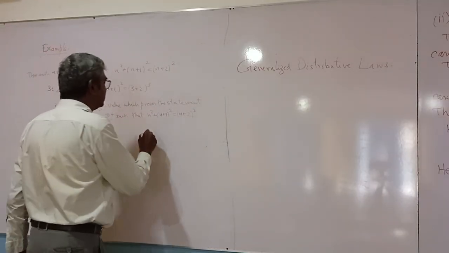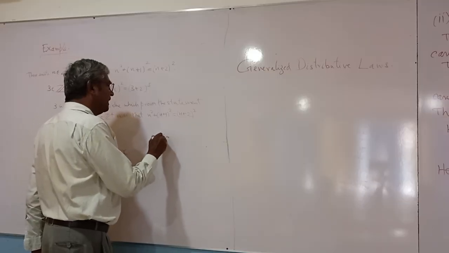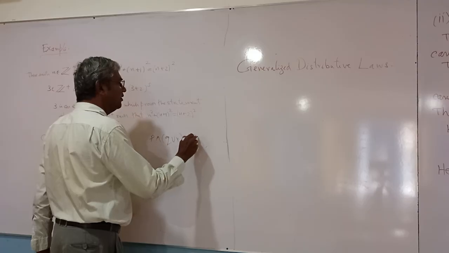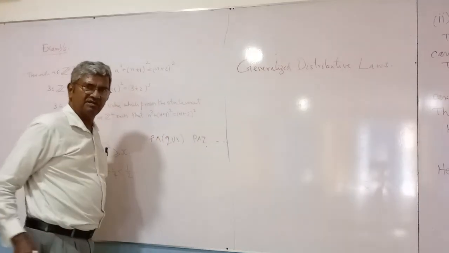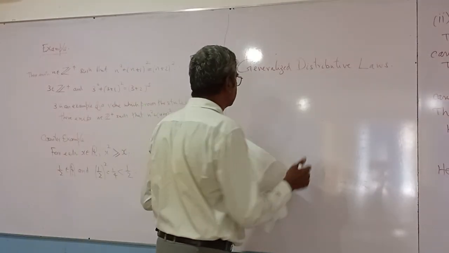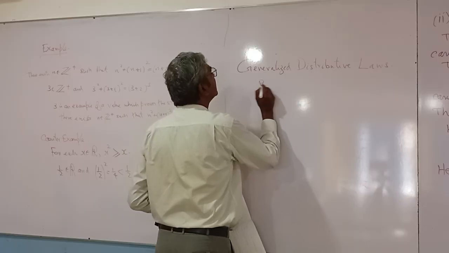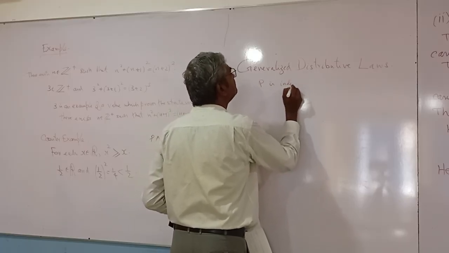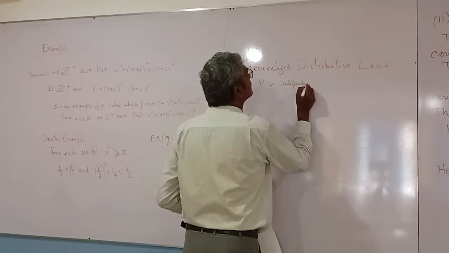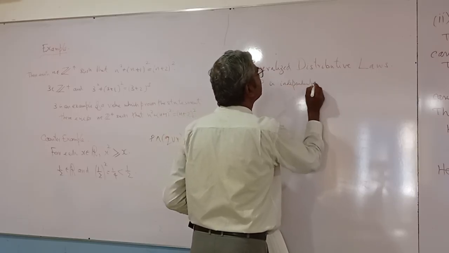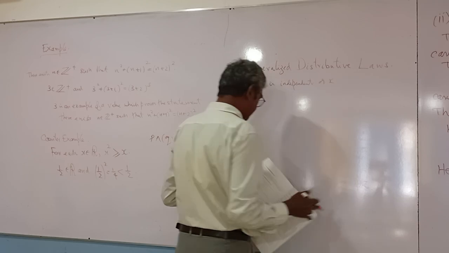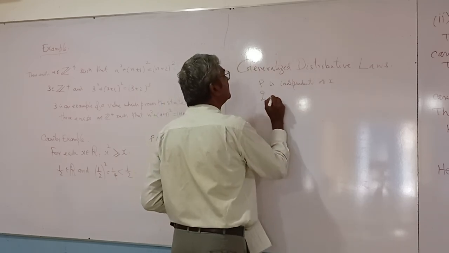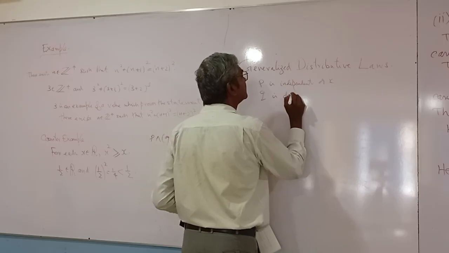In the morning, you discussed P and Q, P or Q, P or R, like that. Here what it says is: P is a statement that is independent of X, and Q is dependent on X.